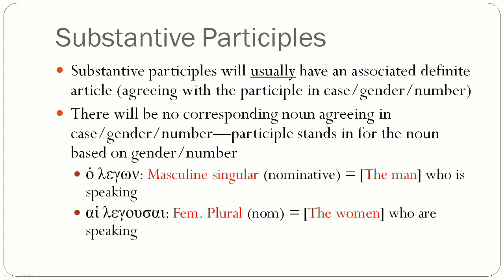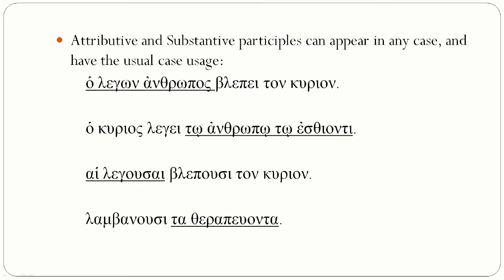All right, let's move on then. This next portion, I will be putting up several slides in succession that will build on each other and show you the translation of each of these phrases and how we get there. We've just finished talking about attributive and substantive participles. Now, all of my examples have been nominative case, but these attributive and substantive participles can appear in any case. I've noted here, they have the usual case usage. Nominative is going to be the subject, genitive possession, etc.